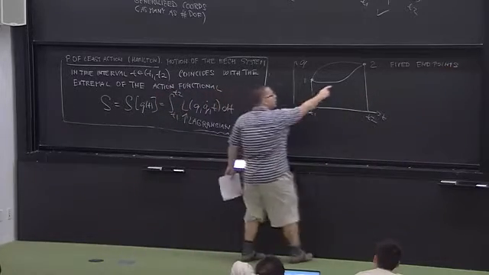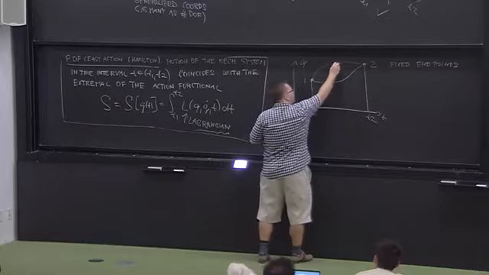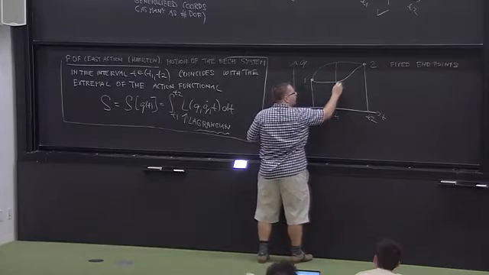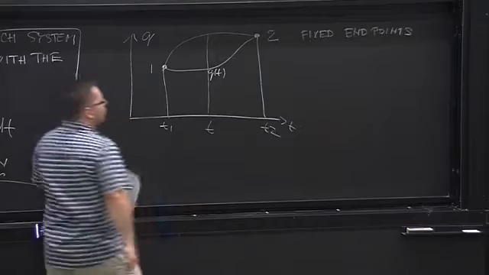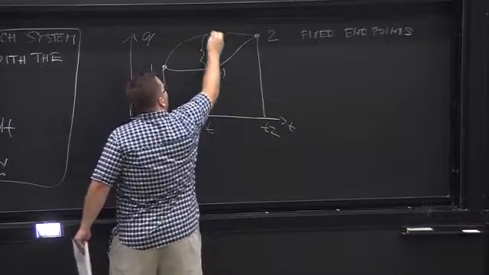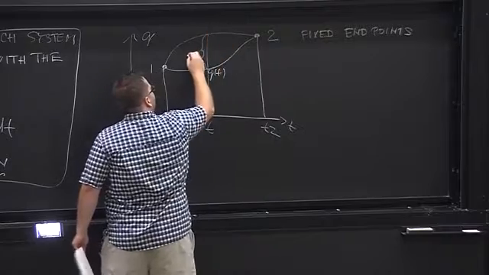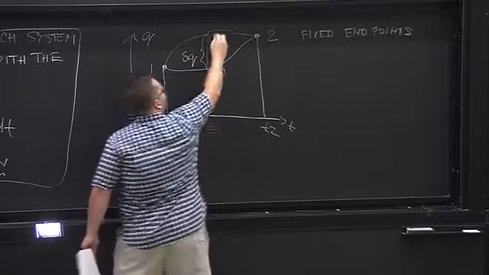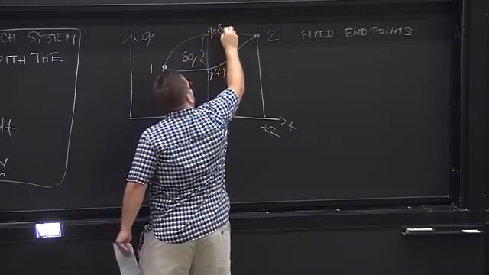Okay, so now I have one trajectory here at a given time. So this will be my trajectory Q of t. And then this trajectory will be Q of t plus delta Q of t. So this will be delta Q of t. And this is the Q plus delta Q trajectory.